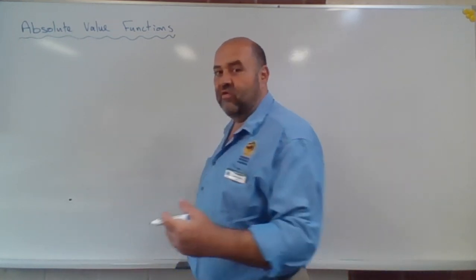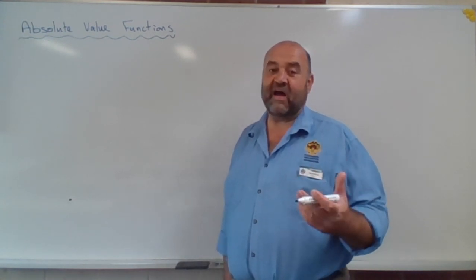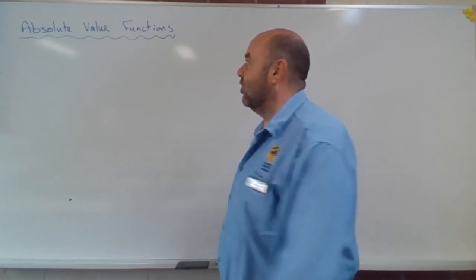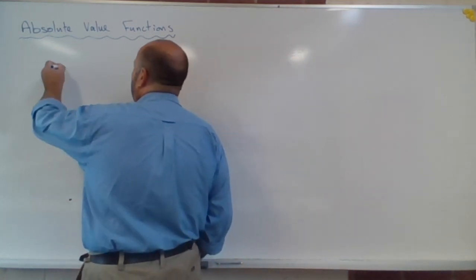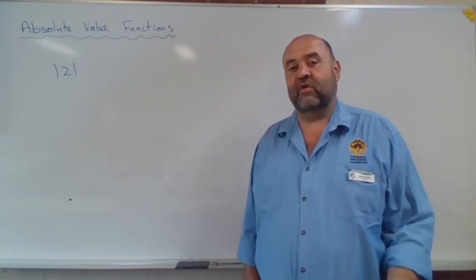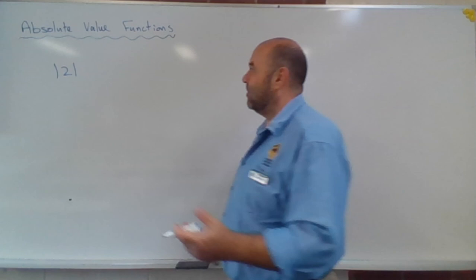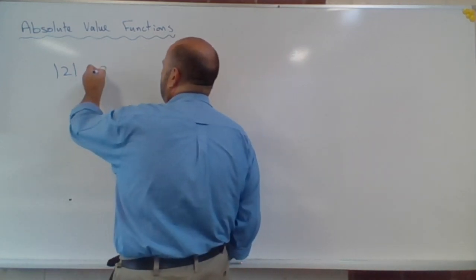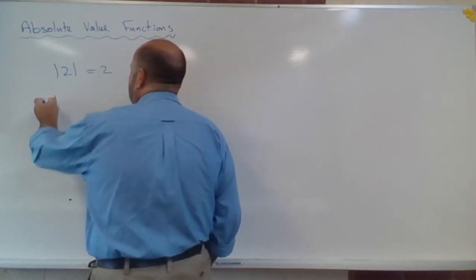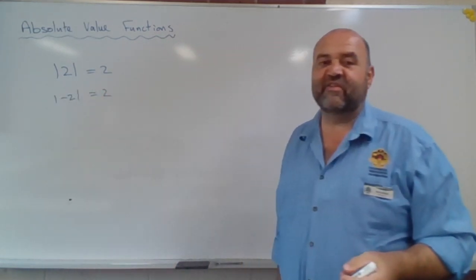The absolute value of a thing is how far that thing is from the origin. So if I was to talk about the absolute value of 2, I'm asking how far is 2 from the origin. So the origin is 0 on our number line. 2 is obviously 2 units away from the origin. Just like -2 is exactly 2 units away.